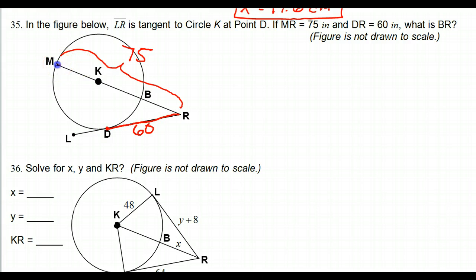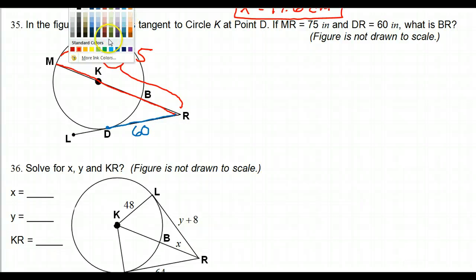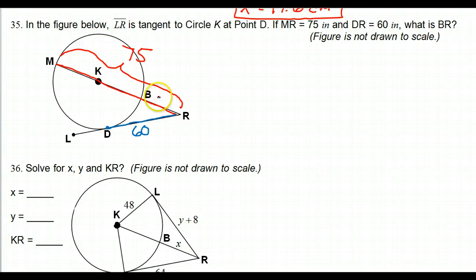All right, so I've got this and this. Maybe I should color coordinate this. So these are the two numbers we're given. We're given this whole red length is 75. We're given this outer part here is 60. Now what are we supposed to find? The length of BR. Okay, I'll mark that here in green. This is what we're supposed to find, BR.